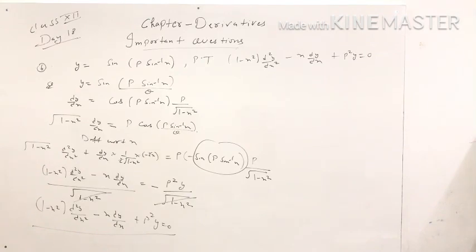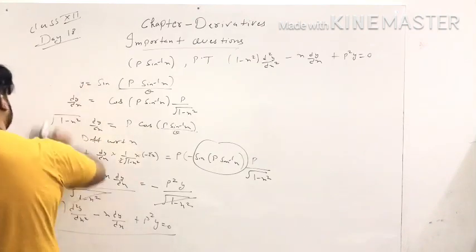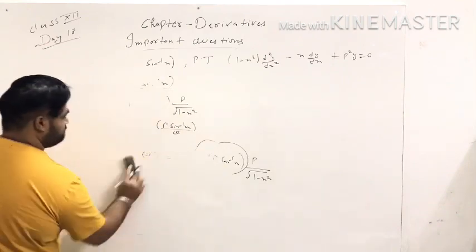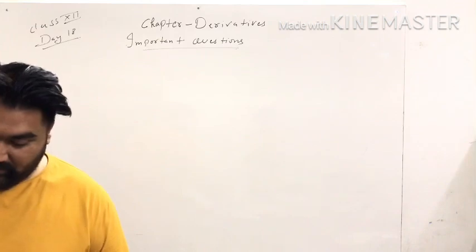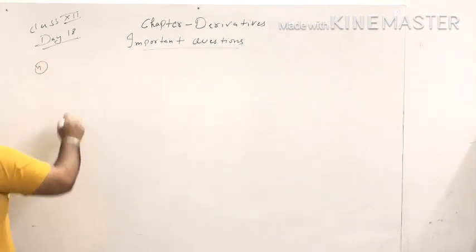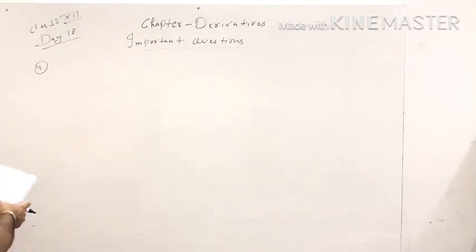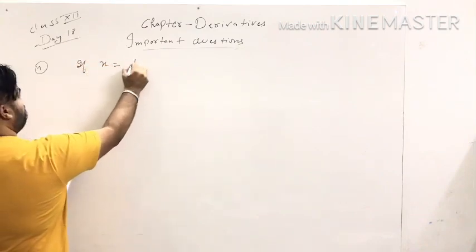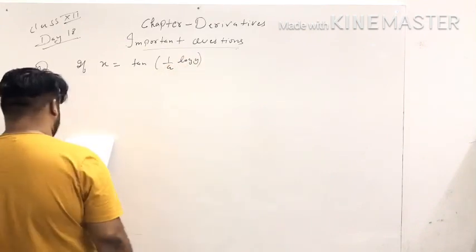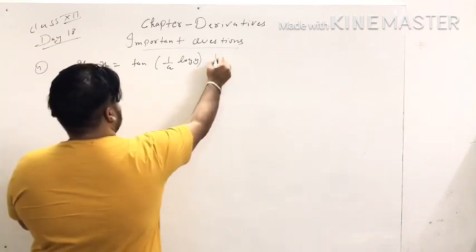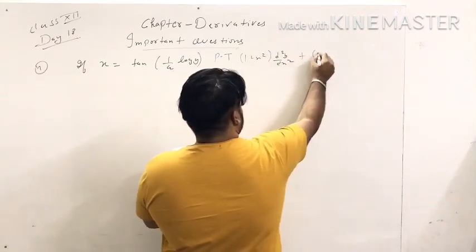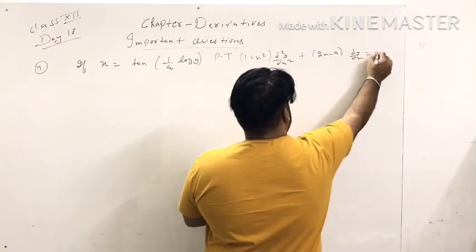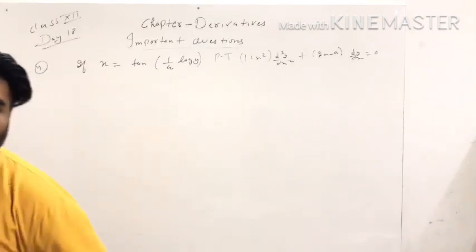Now the next one, very important question. The last one. So the last one is the seventh question. The question is: if x equals tan(1 upon a log y), prove that 1 plus x square d square y upon dx square plus (2x minus a) dy by dx equals 0. So very important question.